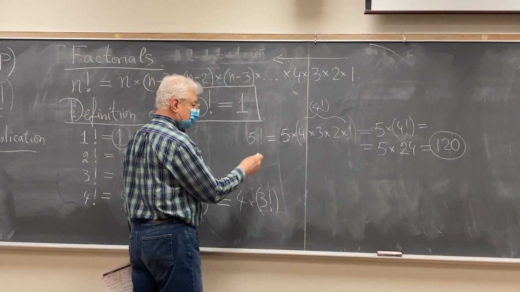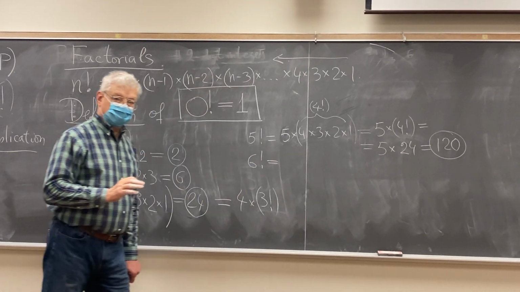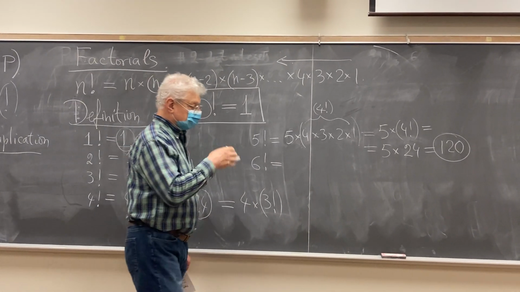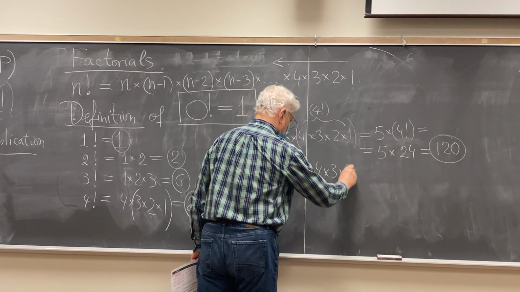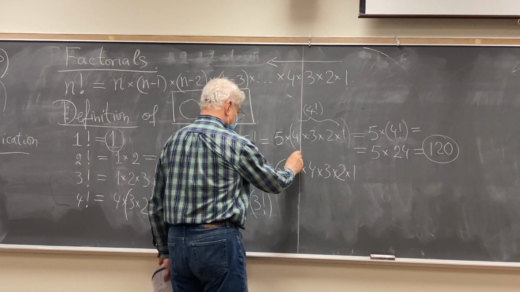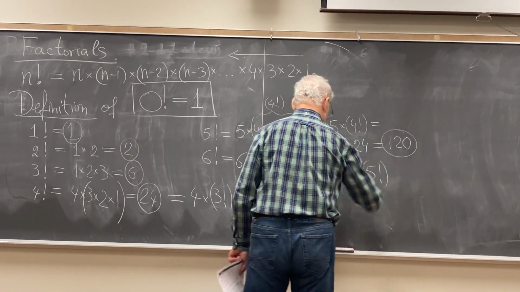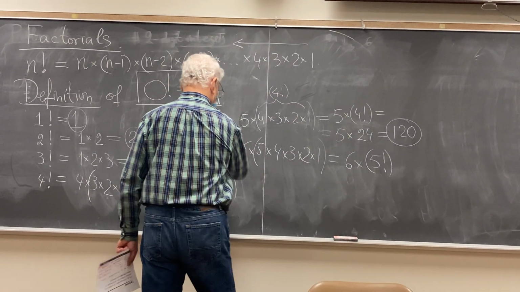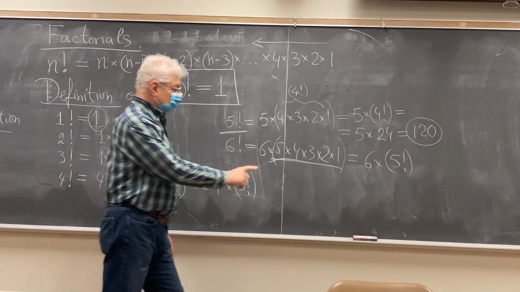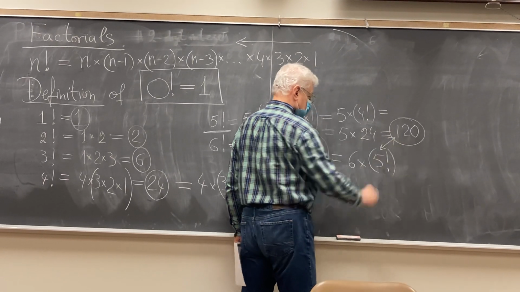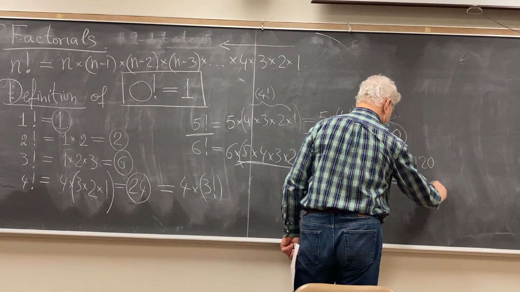Okay, let me calculate up to 10. So 6 factorial, one more time. I will repeat what that is, and then we'll simplify it. So you have 6, 5, 4, 3, 2, and 1. And if you write parentheses here, it's the same as 6 times 5 factorial from the previous one. 5 factorial is already counted. It's 120. So 6 times 120, and the answer is 720.